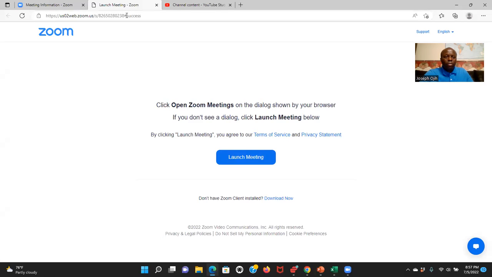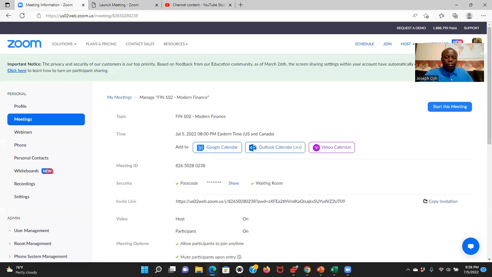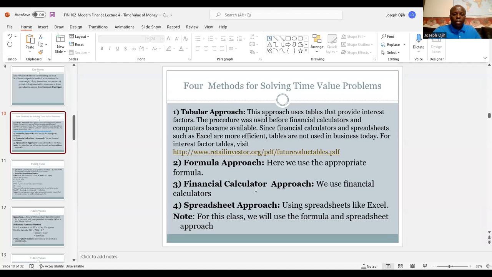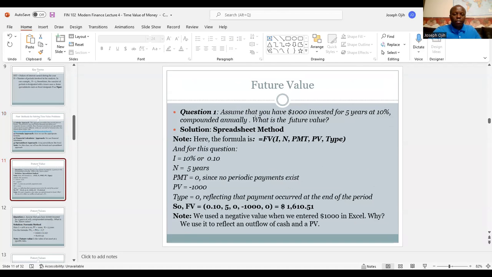Okay, so let's begin. Let's see. So again, the question is here. Assume that you have $1,000 invested for 5 years at 10% compounded annually. That means the interest is calculated yearly. That's what you mean by compounded annually. What is the future value?